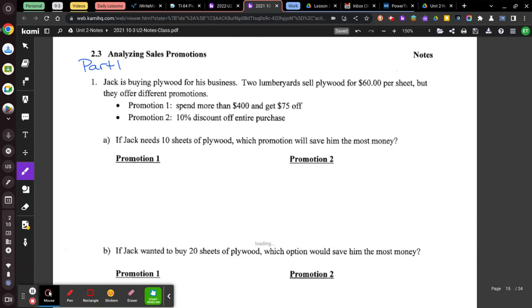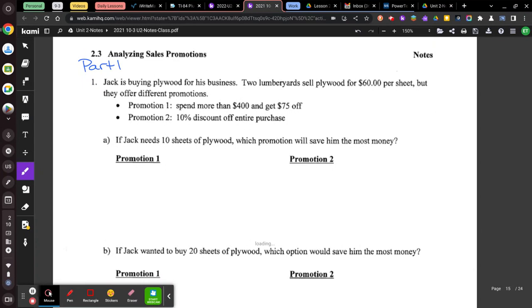So we got Jack. He's buying plywood for his business. 2 lumberyards sell plywood for $60 per sheet. And this year, oh my gosh, the plywood went up. Plywood's like $100 a sheet now. It is that expensive. So this is a cheap deal to begin with. Anyway, so it says promotion 1.